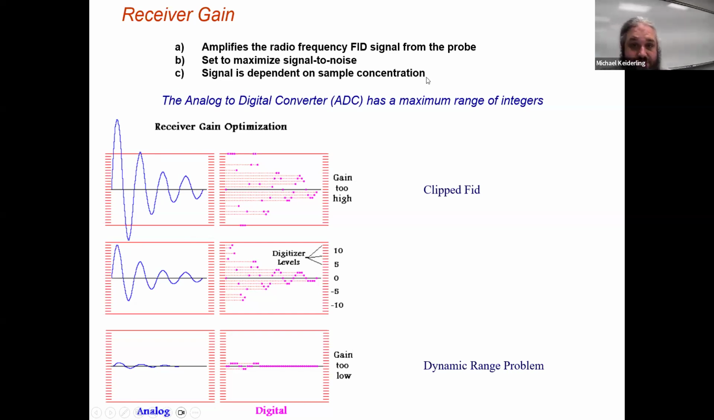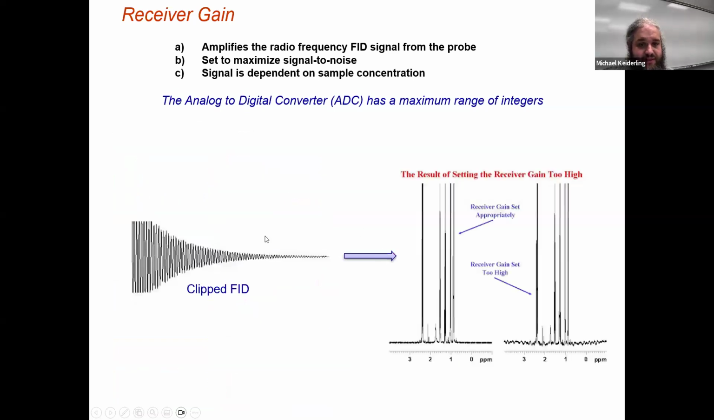And this signal is dependent on sample concentration. So there's a range. You want your analog to digital converter using as much of its range as possible, but you don't want to go beyond its range. A clipped FID gives messed up peaks and weird noise. If you set the gain appropriately, that noise goes away and the peaks are cleaner.